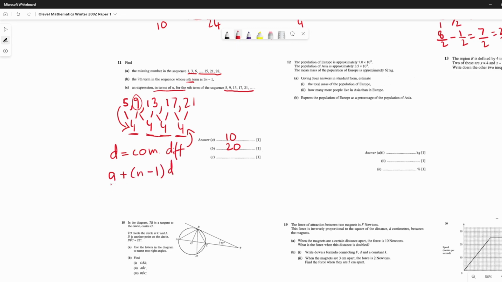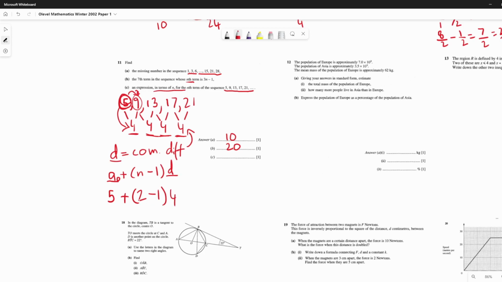So I'll explain what this is. A is the first term. We can sometimes also write it as a0. A is the first term, which in our case is 5. N is the current term we're trying to figure out. So let's say we're trying to figure out the second term, which will be 9. So n would be 2. n minus 1, because we need to do something to the previous term to get this term, right? So that's why we do n minus 1. And then d is the common difference.